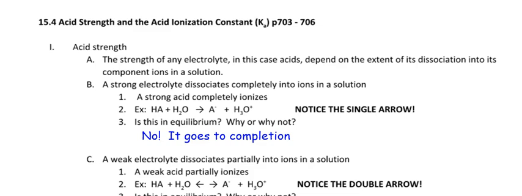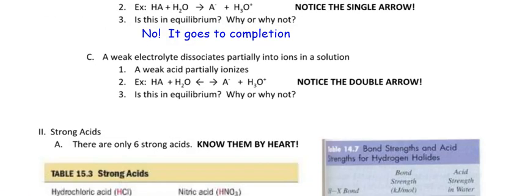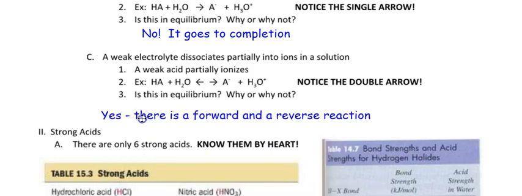All right, well, what about a weak electrolyte? Let's check that one out. So a weak electrolyte will dissociate what? Partially, somewhat, not all of it, into ions in a solution. So our example here, what do we have in this example? We see double arrows. And is this an equilibrium? Yes, it is. Why? There is a forward reaction and a reverse reaction.